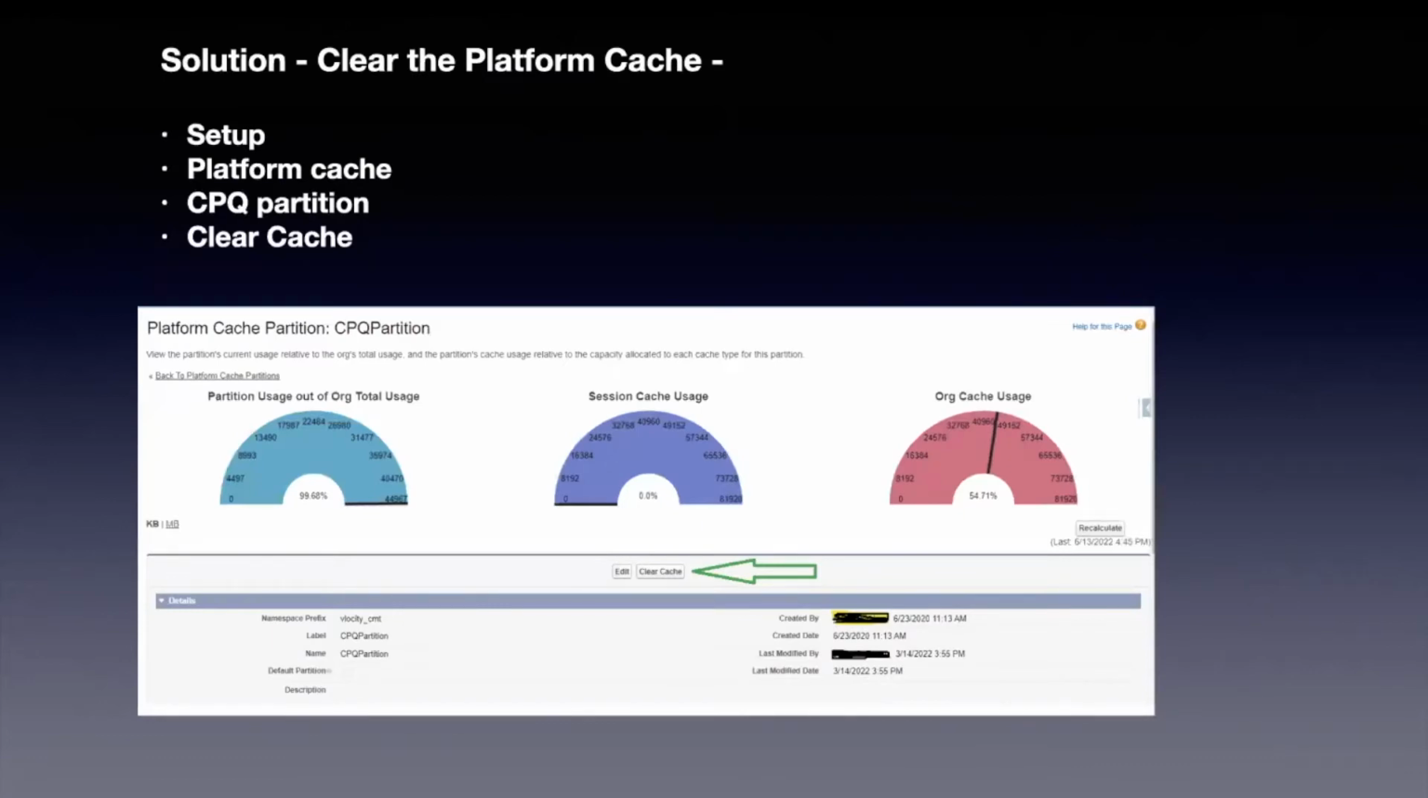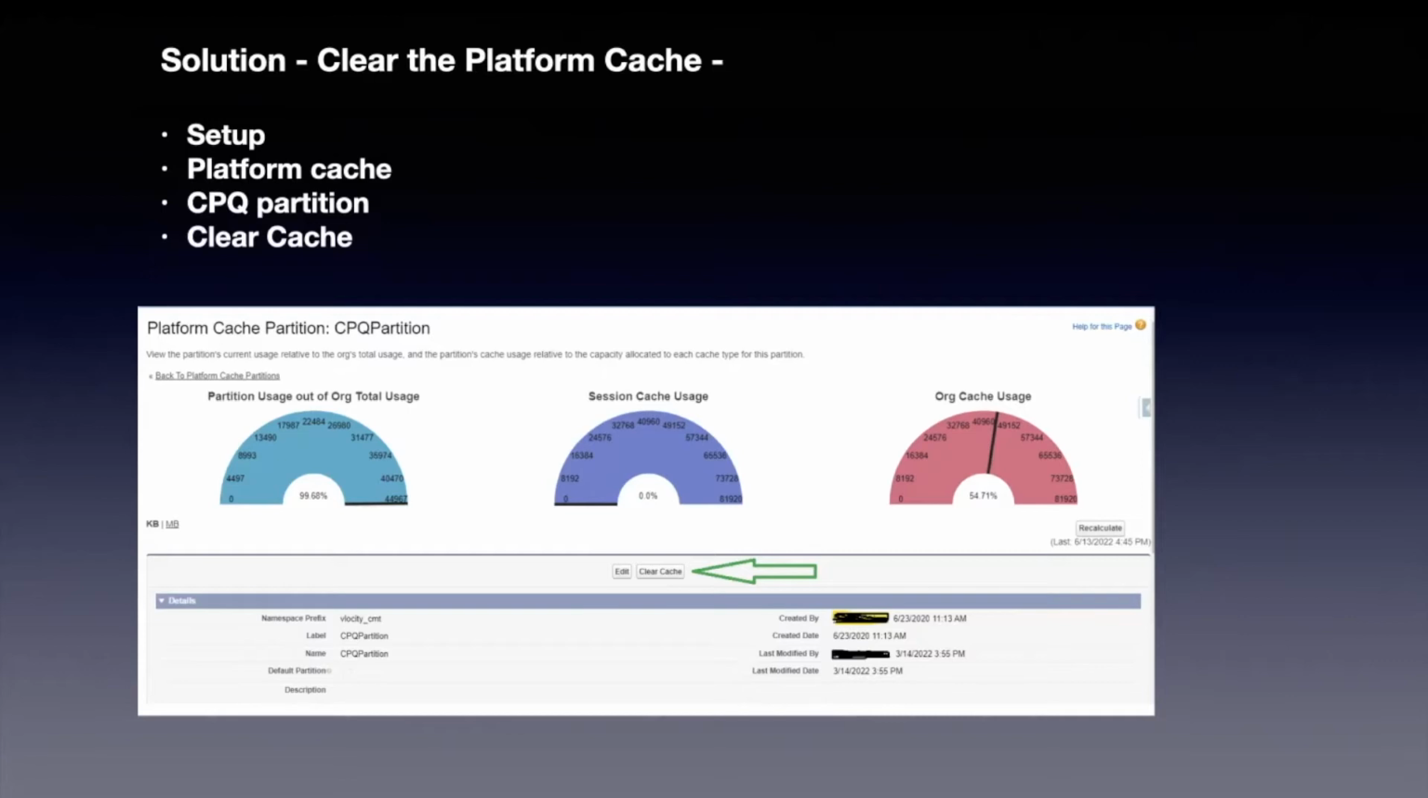we need to go to Setup, then to Platform Cache and the CPQ partition. In that, as shown here, there is a Clear Cache button. You can go and clear that. Once that is done, the cache records will get cleared, and you can proceed with other jobs. One thing to note here is that if you perform this in lower environments or DevOps, it should be fine. But if you get this error, you should be careful before executing this. You should take the required approvals and all that.